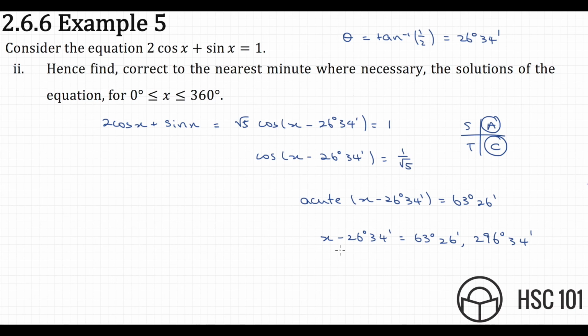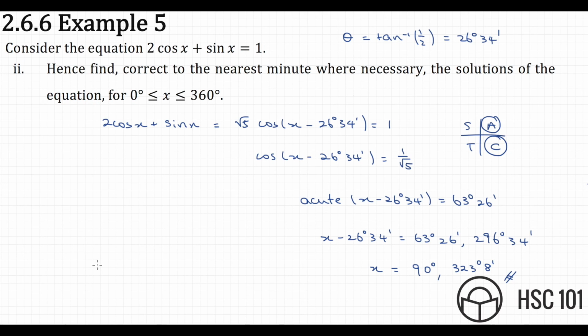Now to find x, I'm just going to add 26 degrees and 34 minutes to both sides. That's going to give us x is equal to 90 degrees, since 63 degrees and 26 minutes plus 26 degrees and 34 minutes is 90. And 296 degrees and 34 minutes plus 26 degrees and 34 minutes is going to give us 323 degrees and 8 minutes. So these are the two solutions for this equation.